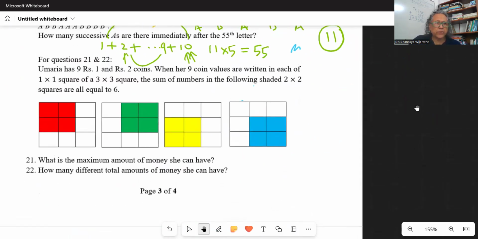For questions 21 and 22, we have one setting. Umare has 9 rupees 1 and rupees 2 coins. When the 9 coin values are written in each of the 1 by 1 squares, that means the small squares of a 3 by 3 square, we have this 3 by 3 square. The sum of numbers in the following shaded 2 by 2 squares are all equal to 6.